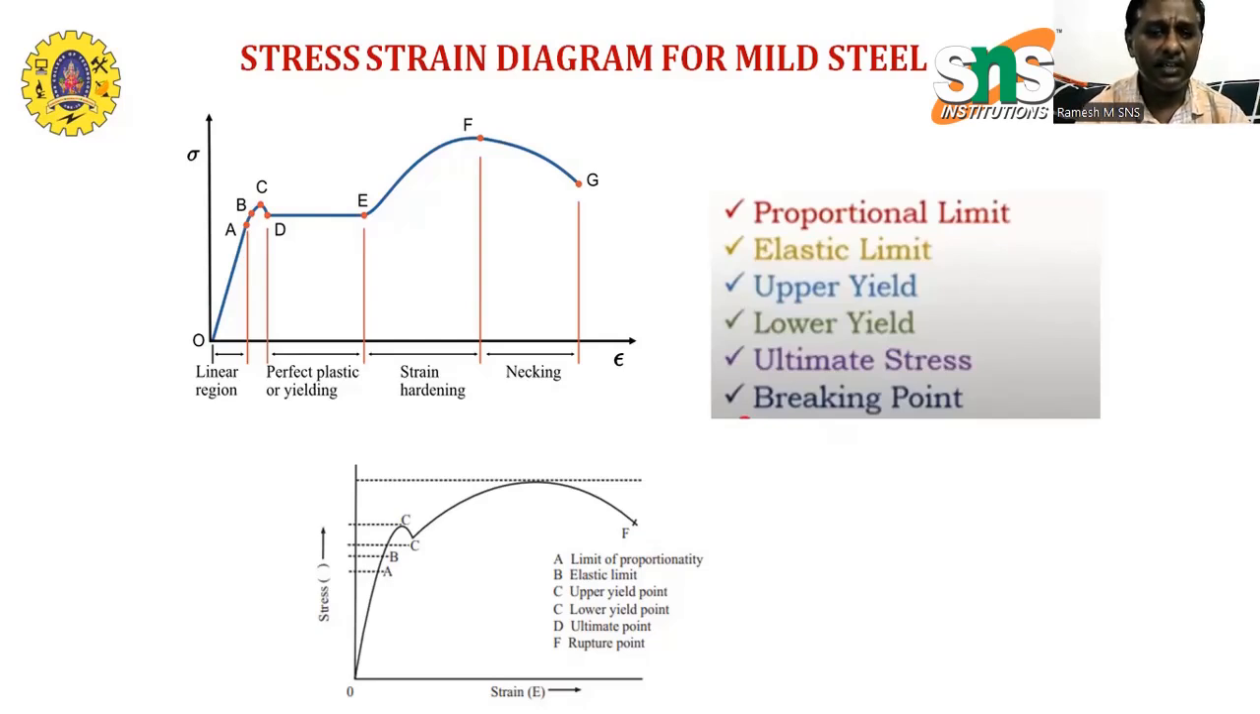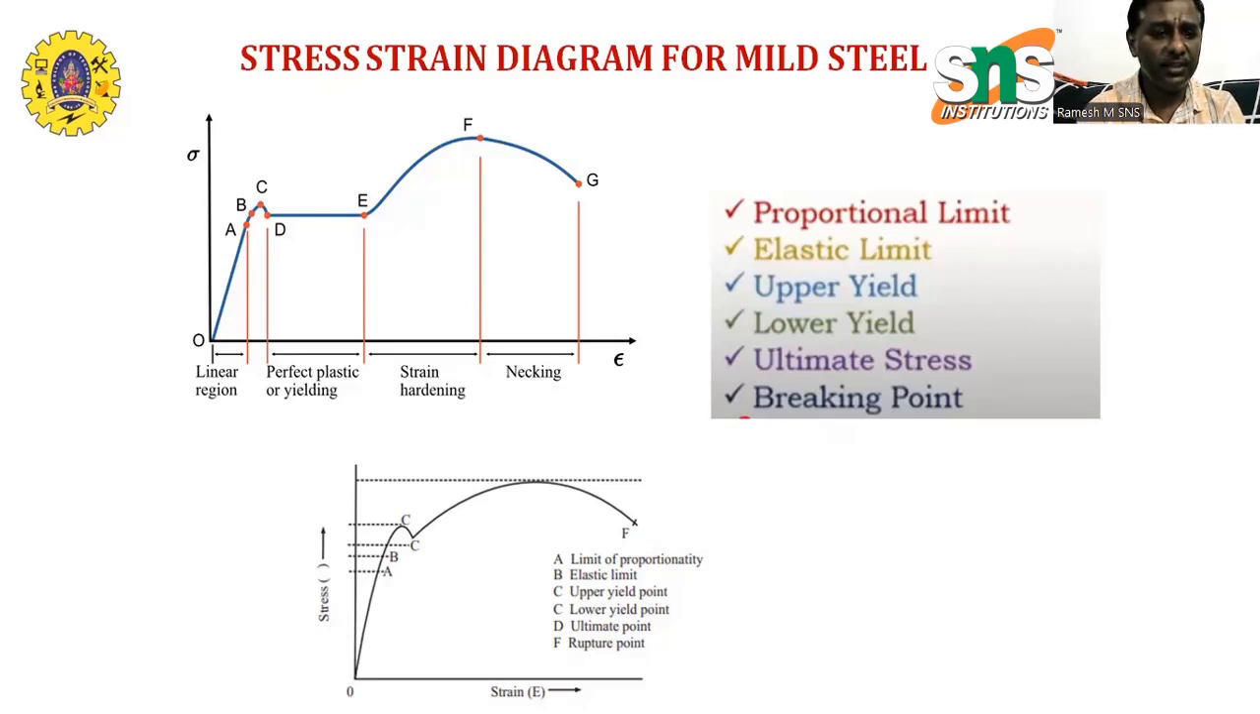But in this stress strain diagram, we have a graphical representation of how mild steel deforms under increasing tensile load. We have stress on the y-axis and strain on the x-axis. It shows the relationship between stress, that is force per unit area, and strain, that is deformation per unit length. The diagram reveals key mechanical properties of mild steel, such as the elastic limit, yield strength, ultimate tensile strength, and fracture points. These are all important.